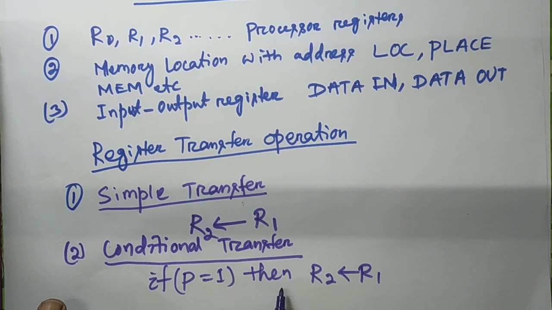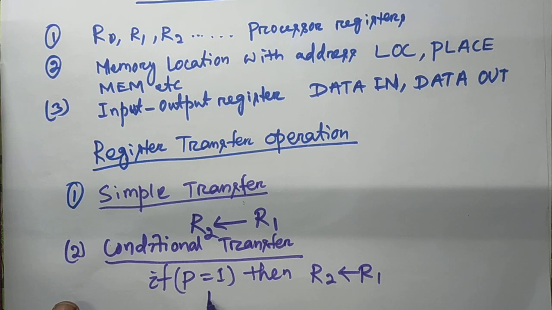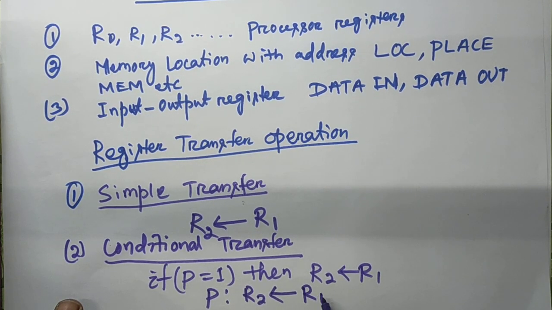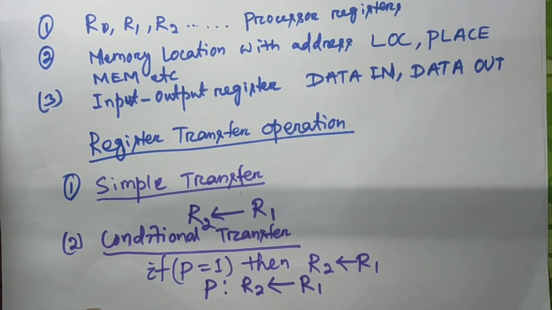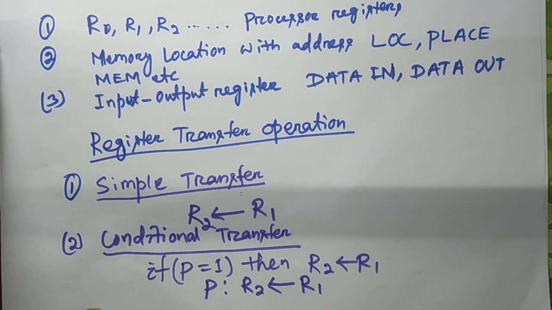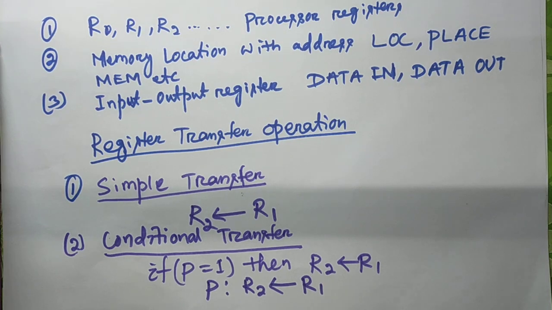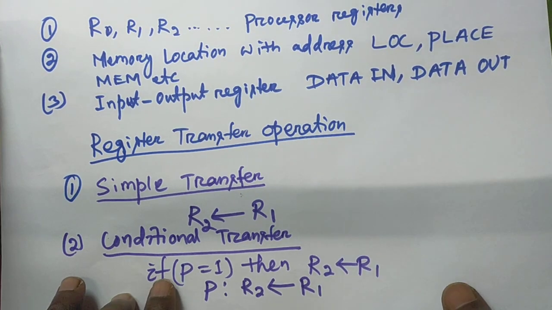In another way we can also write it in a very short form: P colon, then R2 gets the content of R1, R1 transferred to R2. In this way also we can define it. Different ways we can define, it doesn't matter. So this is the very short form of a conditional transfer. Very simple way we can define it.